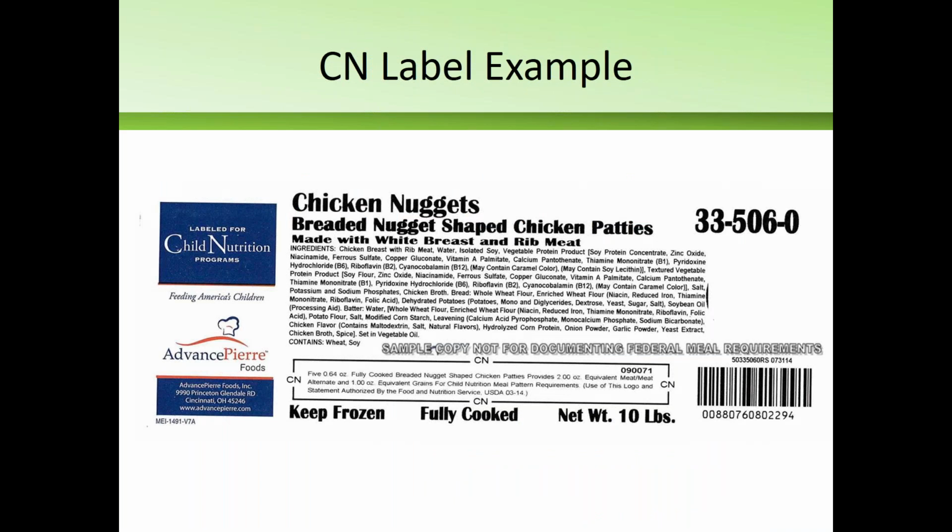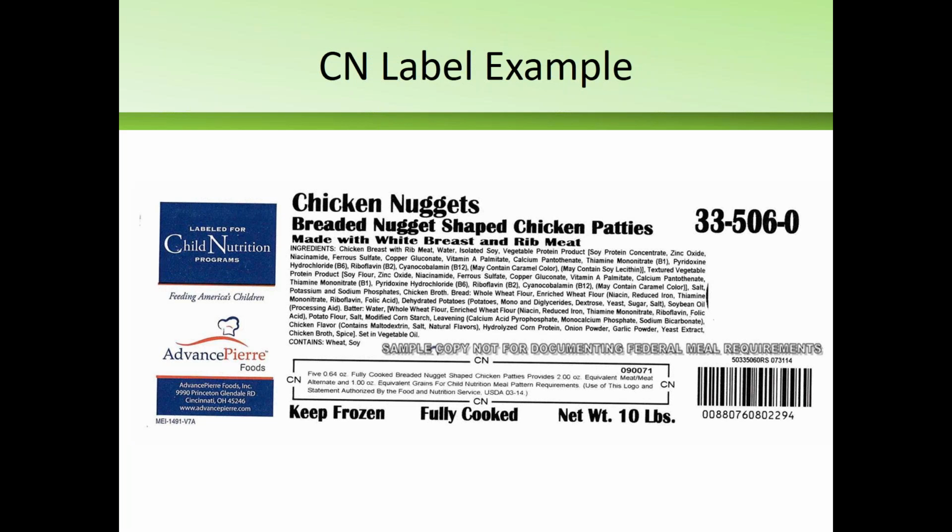Now here's an example of what a CN label looks like. They have a very distinct look, and you'll notice that they contain a border with CN written on all 4 sides. There's a 6-digit product ID number that's in the upper right-hand corner. They have a contribution statement. So for this item, it tells you that 5.64 ounces of fully cooked breaded nuggets provides 2-ounce equivalent of meat alternate and 1-ounce equivalent grains.